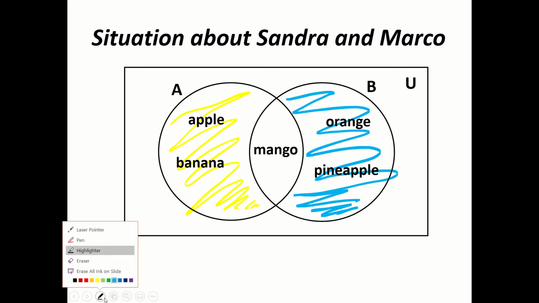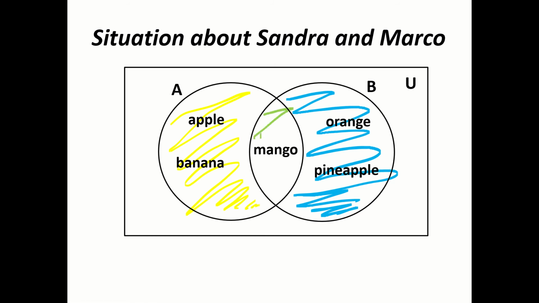So I repeat, do not forget that this area in here, okay, allow me to use another color to highlight the region. So here, this is for the intersection of the two circles. If you notice, the mango is inside the circle of B as well as the circle of A. That will give us a message that they both like mango.